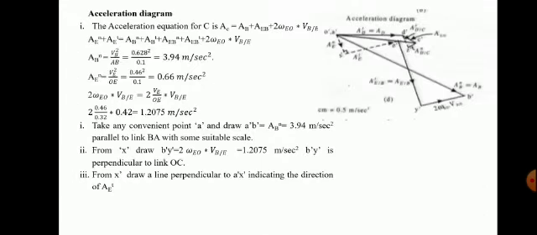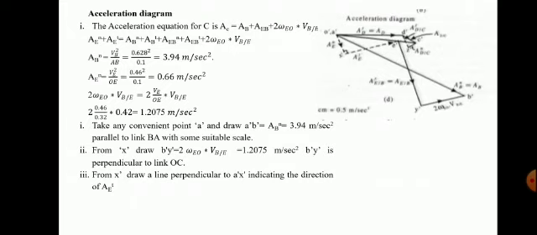Now, how to draw the acceleration diagram? Let us see. The acceleration equation for C is AC is equal to AB plus AEB plus the Coriolis component. Now you see the Coriolis component comes into existence here. AC is equal to acceleration of B plus acceleration of E with respect to B plus Coriolis component.